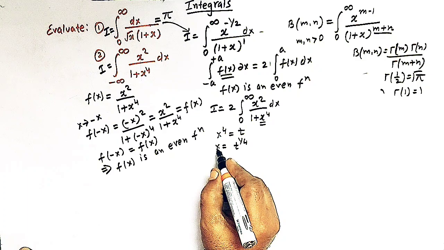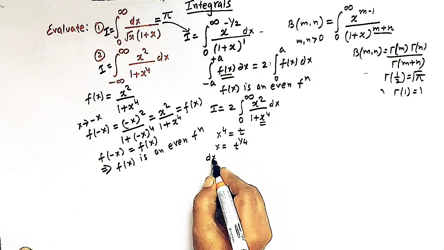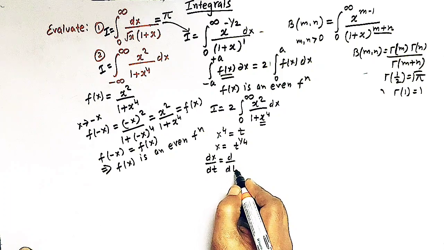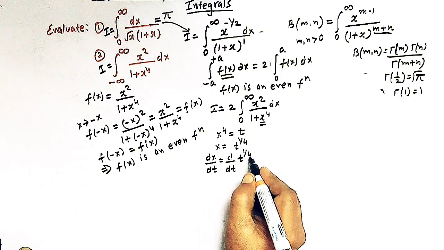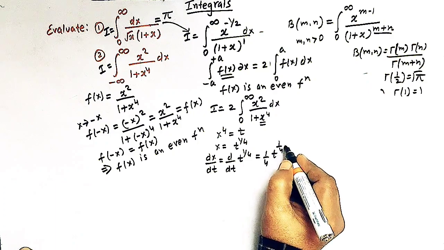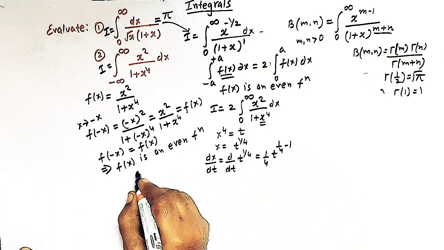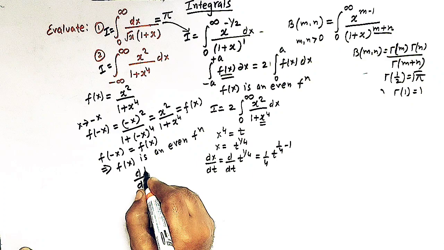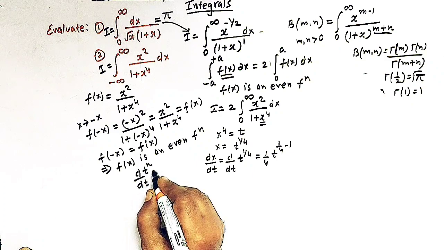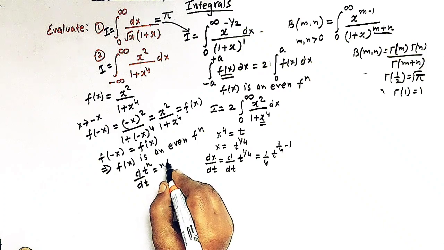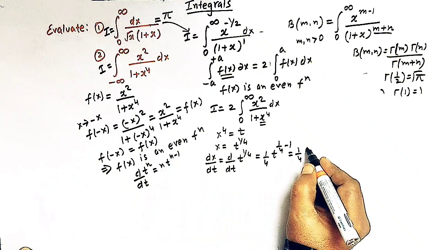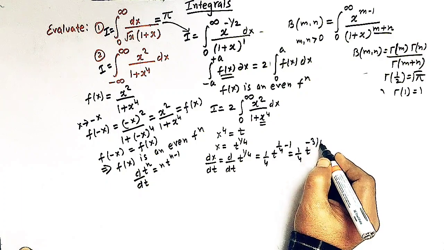Now let us differentiate x with respect to t. So dx over dt is equal to d by dt of t raised to 1 over 4. That is 1 over 4 t raised to 1 by 4 minus 1, applying the power rule, that is the derivative of t raised to n with respect to t is n t raised to n minus 1. So here we have 1 over 4 t raised to minus 3 by 4.